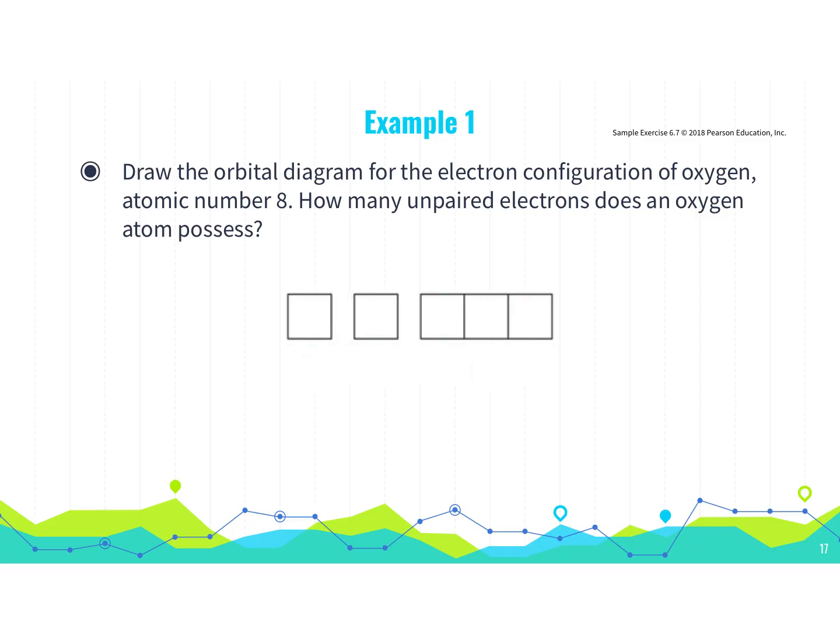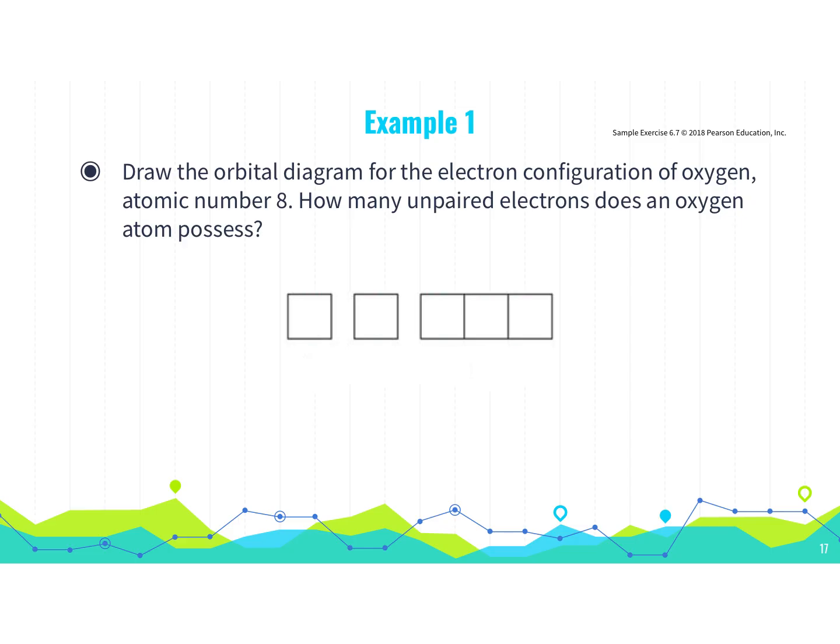Okay, so I want to take a little bit of time just to show some examples here. This question is asking, draw the orbital diagrams for the electron configuration of oxygen, atomic number 8. And then it asks a follow-up of how many unpaired electrons does oxygen have. And so I'm going to let y'all pause the video, try and work this out on your own, and then I'm going to solve it in a second.